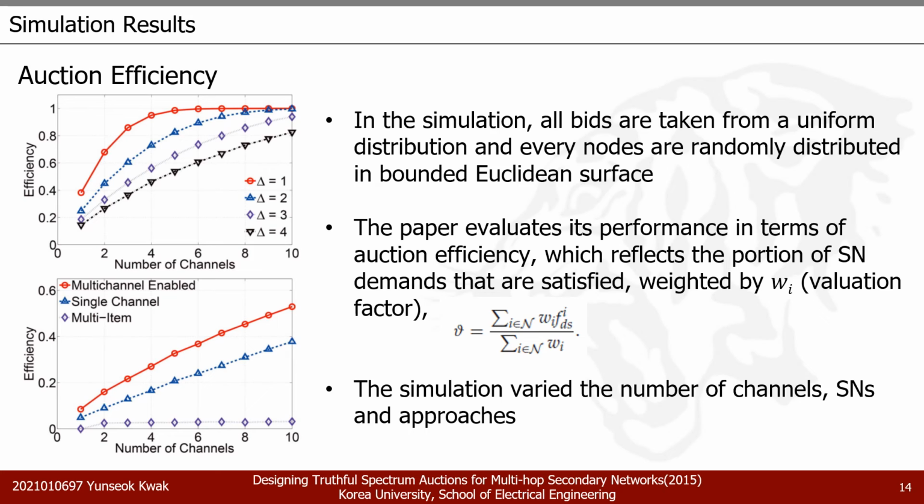The simulation varied the number of channels, secondary networks, and approaches. We can easily see that if we increase the number of channels, then the auction efficiency increases. And if we increase the number of secondary networks, then auction efficiency decreases. And our proposed multi-channel enabled auction model is even better than the already existing multi-item auction method.